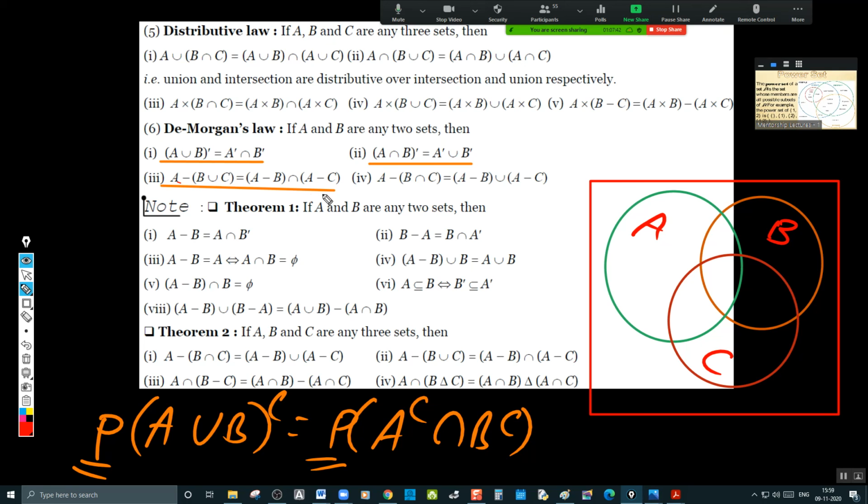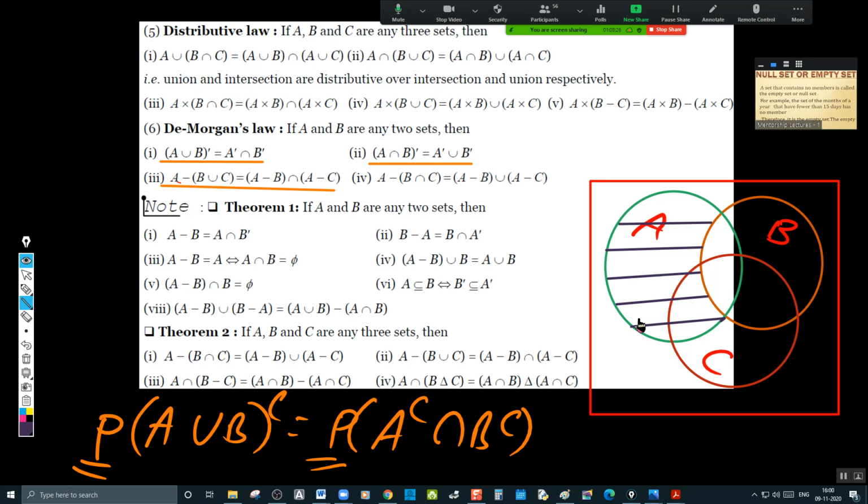So (A minus B) intersection (A minus C). What is A minus B? Only A. Intersection A minus C. I'll show you for your better understanding. I'm taking the right hand side for your better understanding. A minus B means this part here. This is the part A minus B. A minus B is this.